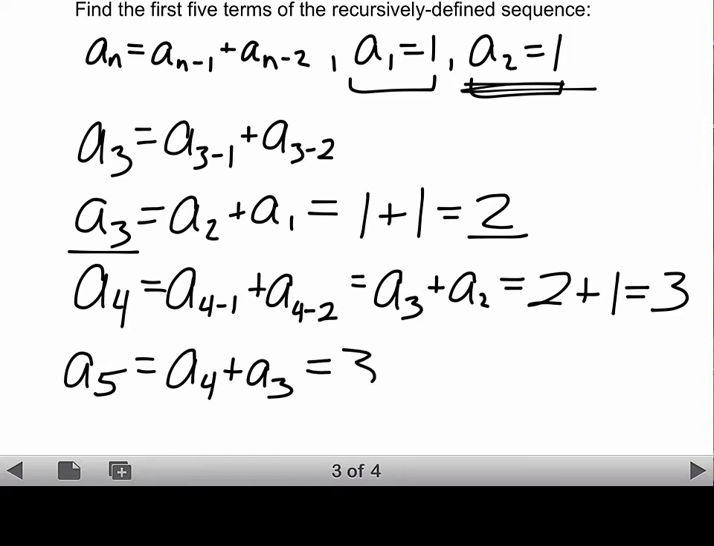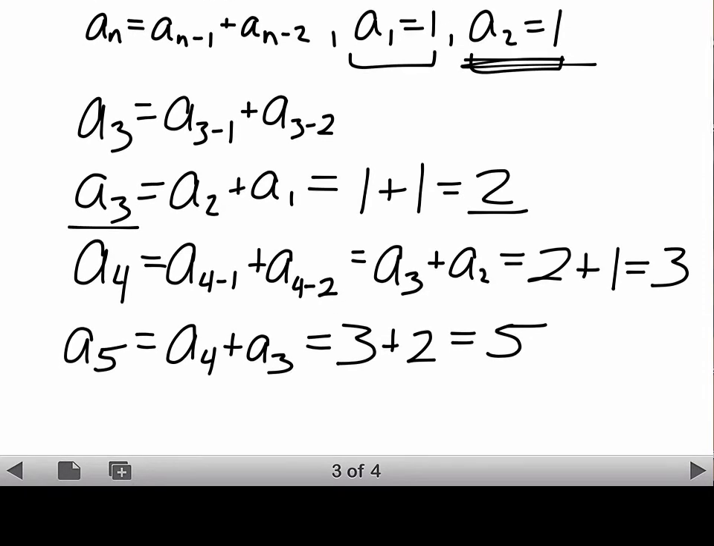A sub 4 is 3. A sub 3 is 2. So a sub 5 is equal to 5. Well, write down the first 5 terms means this: 1, 1. Those were the first and second terms. The third term we found was 2. The fourth term we found was 3. The fifth term we found was 5.